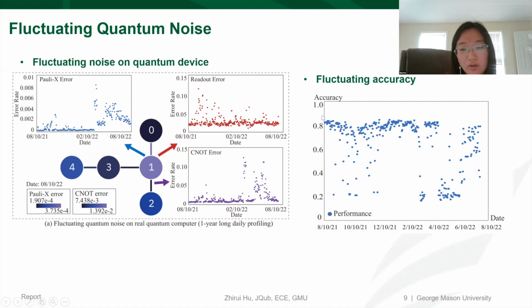We train a model on the first day and then test it on the other days. We can see that the accuracy decreases on some days. This is because the errors on some days are large. It might be the gate error, and it also might be the readout error. Different kinds of errors will affect the accuracy.